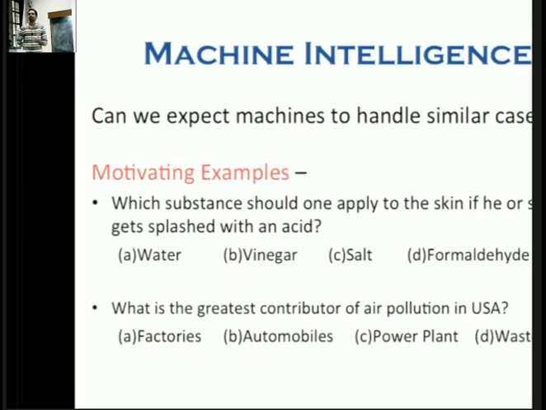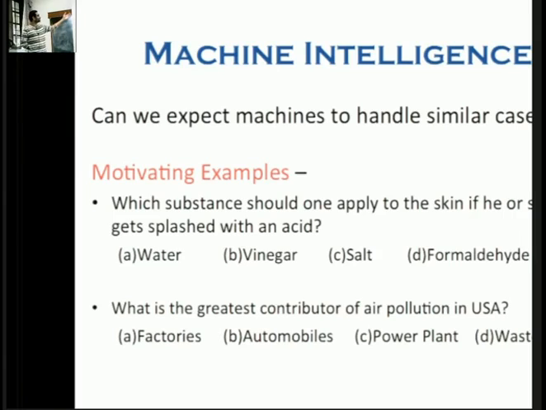Google will return you some answer, but those answers mostly occur in some text document as such, right? So if you wanted to know what you should do if you got splashed with acid, any guess on what the answer is? Water. But how do you know it's water? One thing is you would know that for a fact.